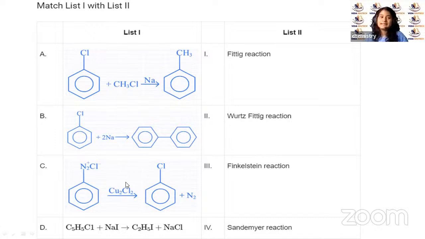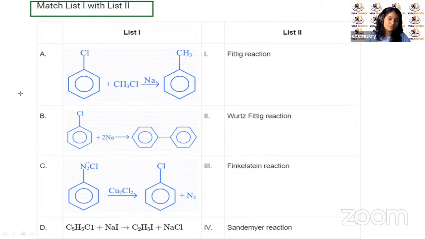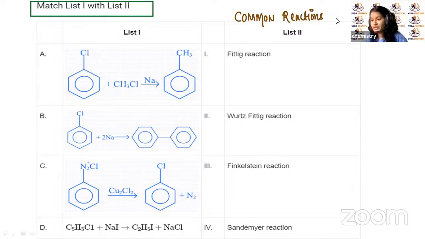Okay, children. So let us see. What are we supposed to do in this question? We are supposed to match the list 1 with list 2, right? So basically, these are some common reactions. I haven't given any options here so that you can do it by yourself.